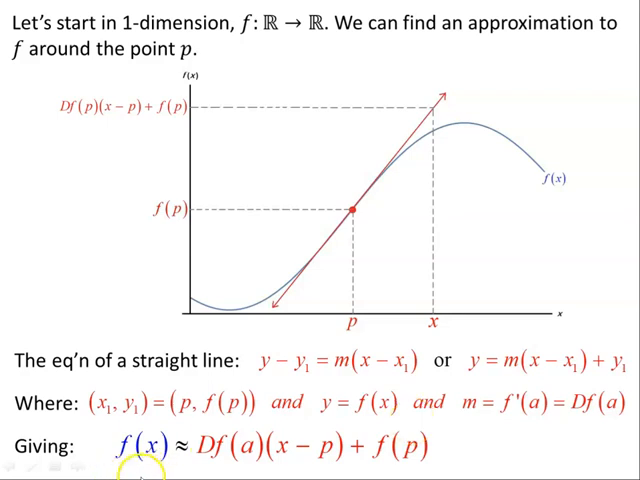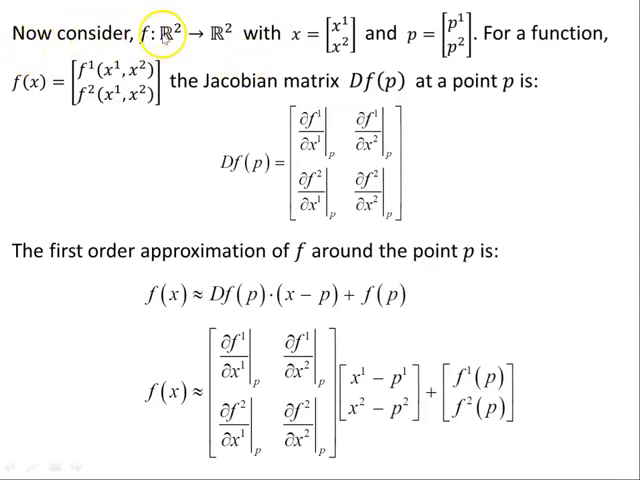So around the point P, we can give a good approximation to f, the map from R to R, as being df of A times (x minus p) plus f of p, just using this straight line equation. So that's in one dimension: the domain is one dimension, the range is one dimension. How about we step this up now to 2 dimensions? Consider f as a map from R2 to R2, where x is (x1, x2). X1 could be x and x2 could be y. It just depends.